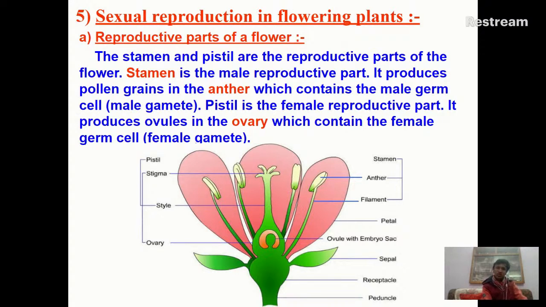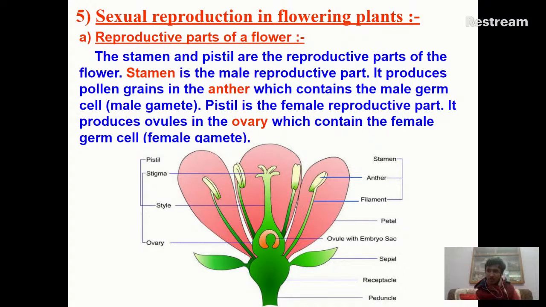Okay, a question can come here. In the chat box, I will place all the questions. Now we can talk about the anther. Stamen produces pollen grains. Stamen is a male reproductive part. It produces pollen grains in the anther. Now the next question can come.